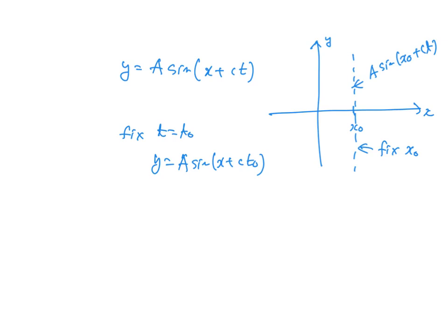Then x changes, y changes, right? Like a sine function. So if we fix t equal t0, x equal x0, then we have a fixed value, right? A sine(x0 plus ct0), right?